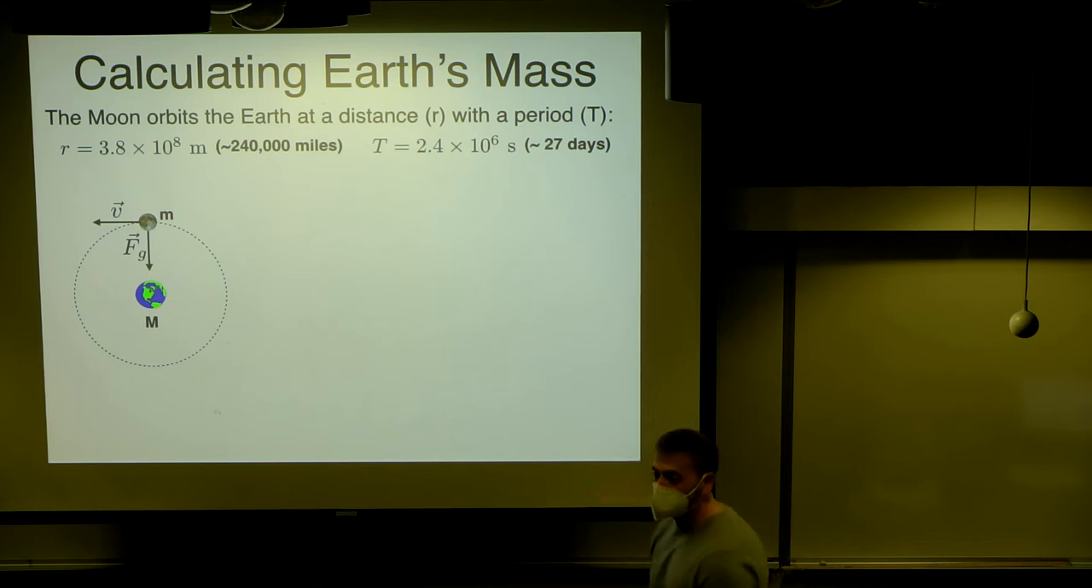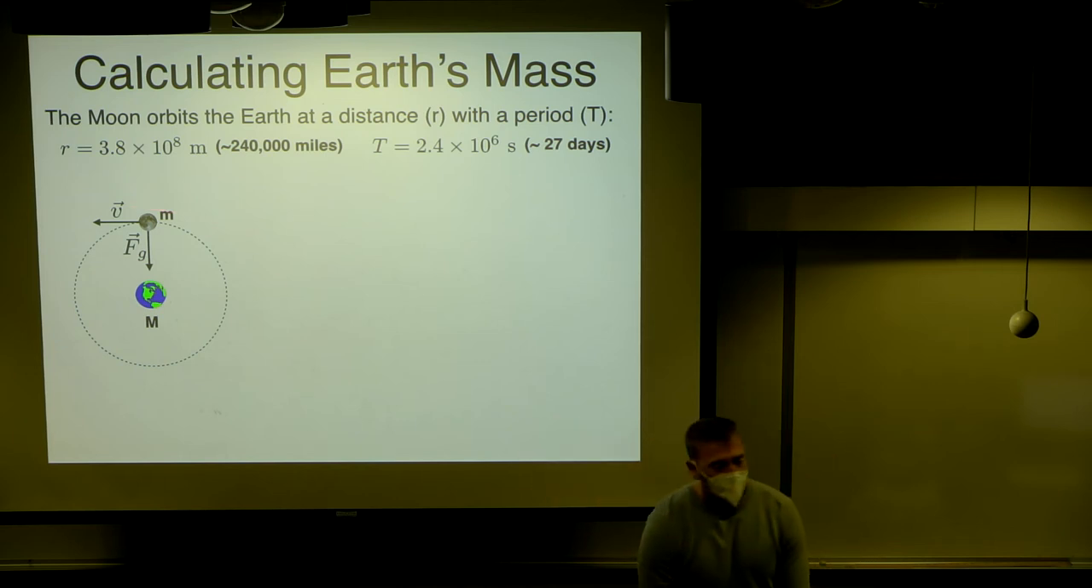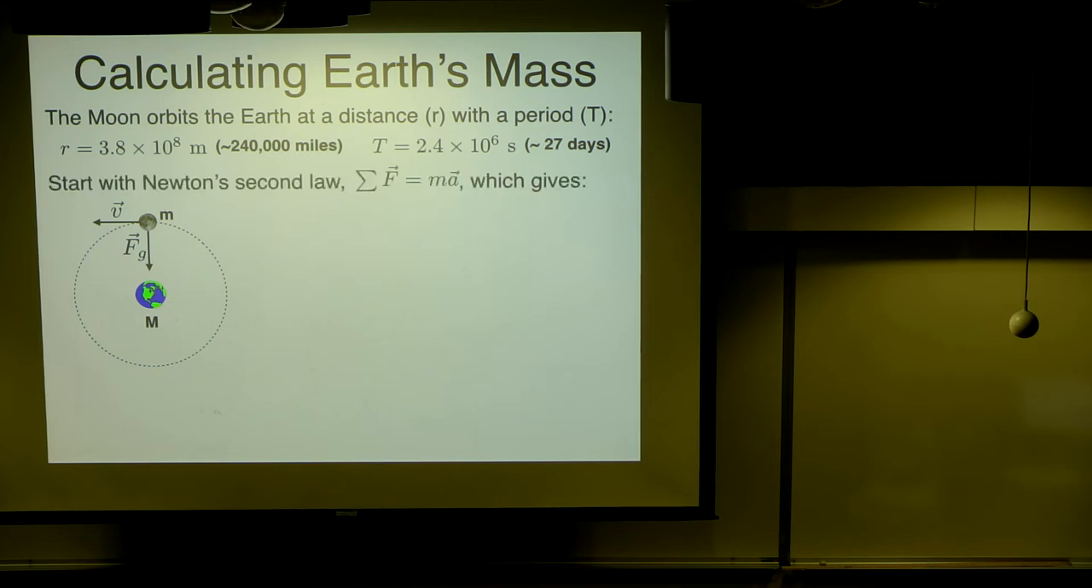The period is about 27 days. It's about a month, which is 2.4 × 10^6 seconds. That's how long a lunar cycle is for the moon to go around. Okay, so that's the information we need. I'll show you how we'll get the result from there.